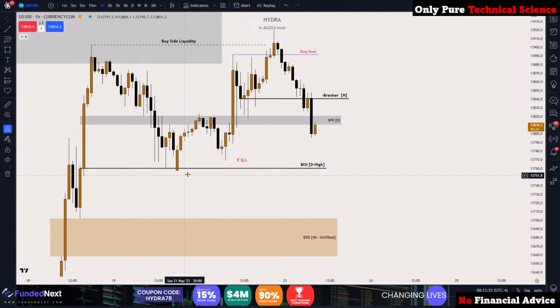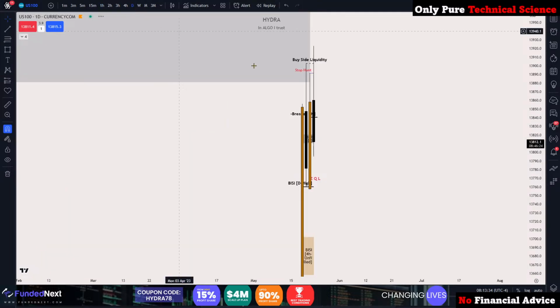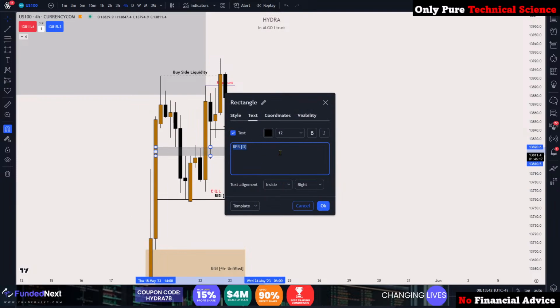But my high probability target will be these relative equal lows, and you can see that I marked a BPR here. It's not visible on the hourly chart, but it is on the daily. Sorry, from where did I mark it? Okay, so from the 4-hour chart. I marked it wrong. It's from the 4-hour.